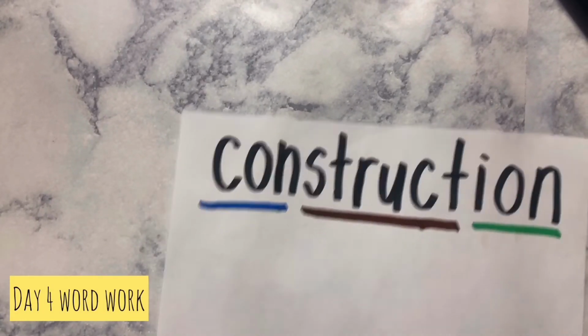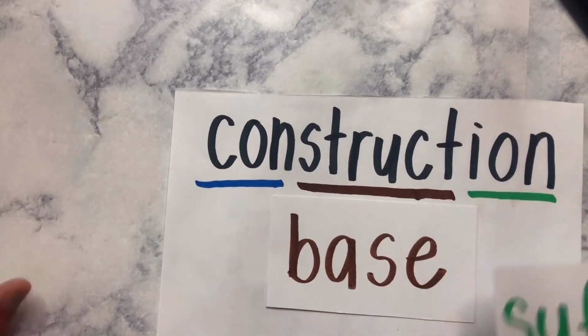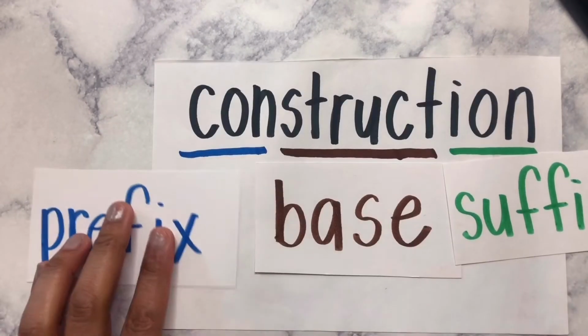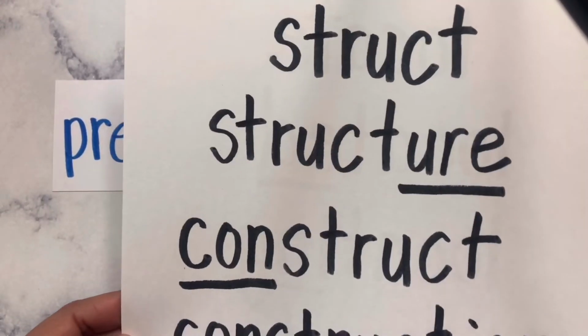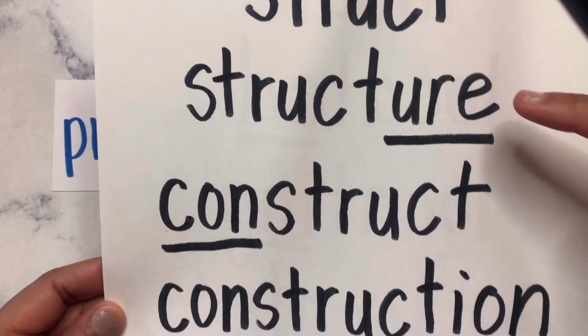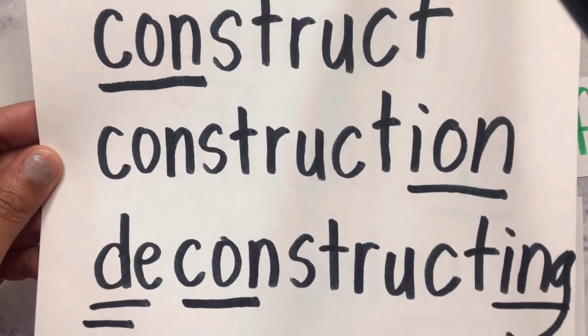Day 4, we looked at a multi-syllable word and we found the base word and the suffix and the prefix. And we took a look at different examples. We also called it a root word, and then variations of that same root word that changes the meaning to the vocabulary word.